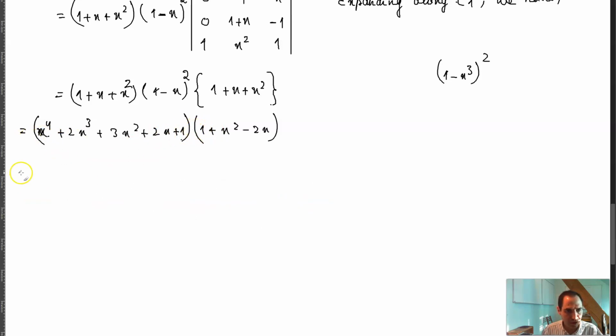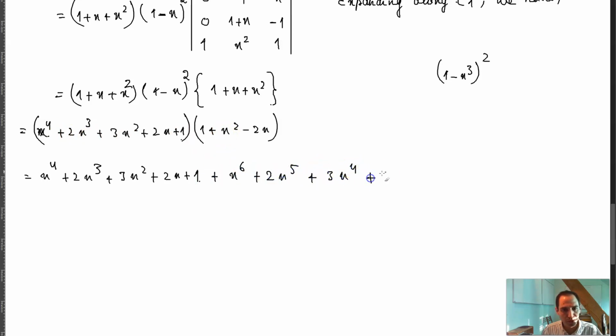1 times this expression is itself, so you have x raised to the power 4 plus 2 times x cubed plus 3 times x squared plus 2x plus 1, and then I have x squared times this, which gives me x raised to the power 6 plus 2 times x raised to the power 5 plus 3 times x raised to the power 4 plus 2 times x cubed plus x squared, and negative 2 times x times this gives me negative 2 times x raised to the power 5, negative 4 times x raised to the power 4, negative 6 times x raised to the power 3, negative 4 times x squared, negative 2x.